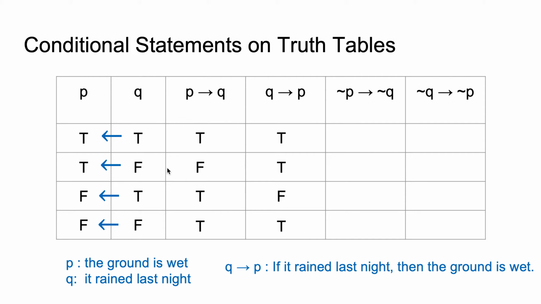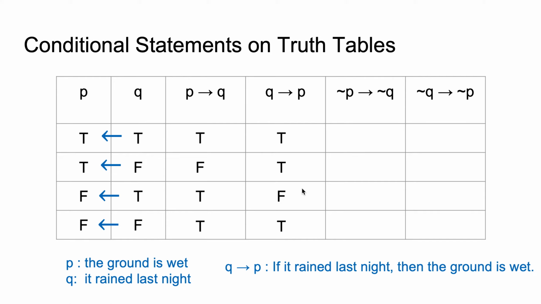Okay, so you'll see here in this example and this example, if you start with a true hypothesis but get a false conclusion, the whole thing's false. If you start with a true hypothesis but have a false conclusion, the whole thing is false.